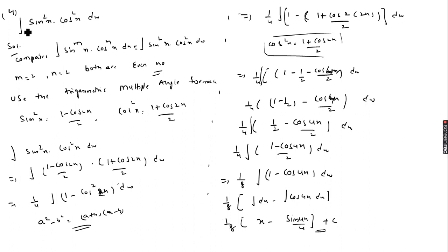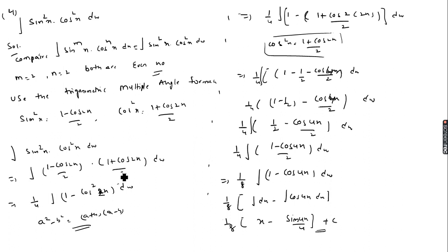So first, sin square x into cos square x into dx. We compare that sin power mx into cos power nx. Here m equal to 2 and n is equal to 2. So both are even numbers. If both functions are even powers, then we use the trigonometric multiple angle formula. That is, sin square x can be written as 1 minus cos 2x by 2, and cos square x can be written as 1 plus cos 2x by 2.